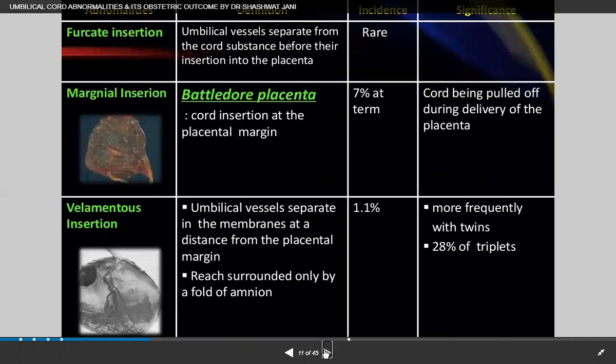Just see in this diagram how it is. This is Furcate insertion, where umbilical vessels separate from the cord, and it is a very rare one. That is what we are seeing. And the marginal insertion is where the cord inserts at the placental margin. That is what we are seeing.